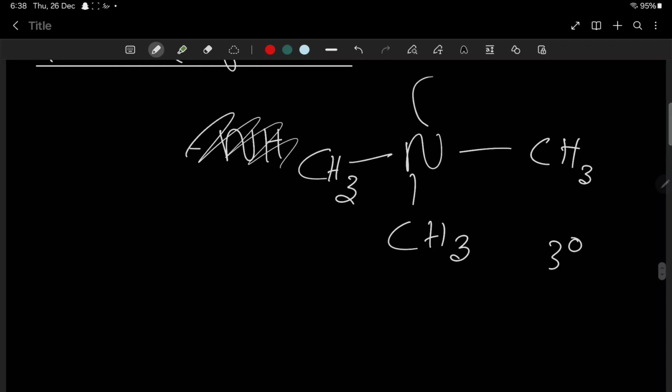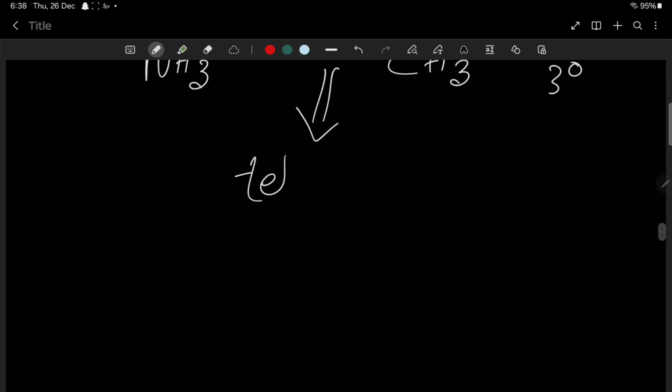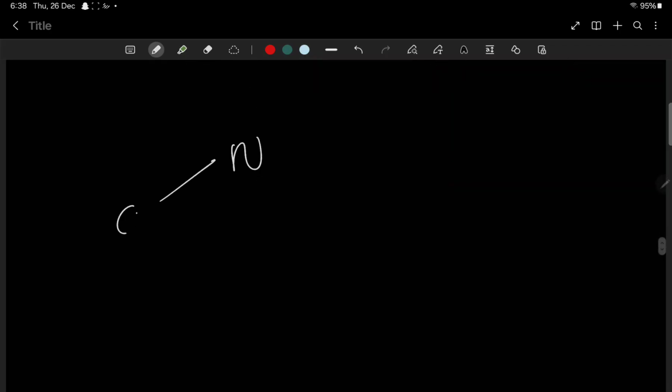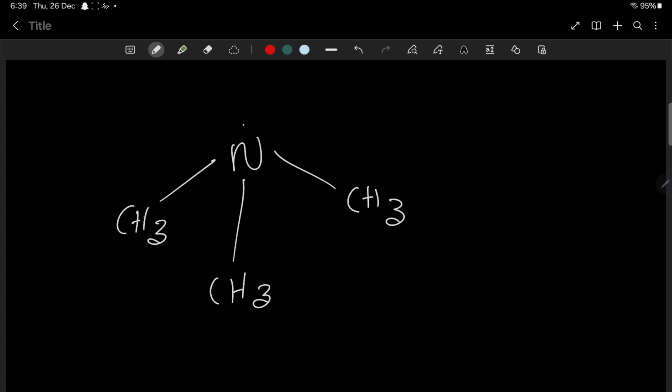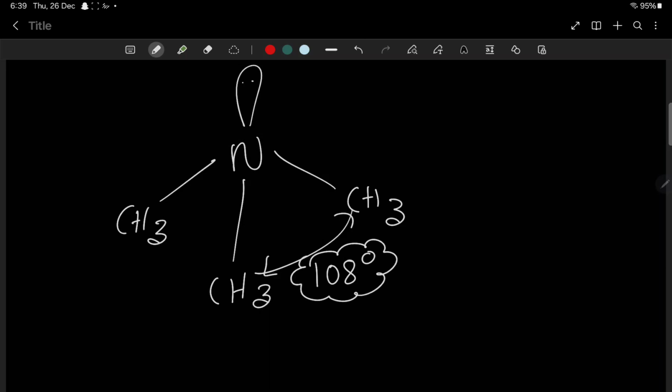Look here, nitrogen has a lone pair because only three bonds are formed. This is a pyramidal structure as in NH3. You have learned that in NH3 the hybridization is sp3, tetrahedral. It's not the geometry, but the hybridization that is tetrahedral. So how will be the arrangement? We have N here, CH3 here, CH3 here, CH3 here, and the unshared pair of electrons here. And the angle between these will be 108 degrees. This angle is important. They can ask 108 degrees.